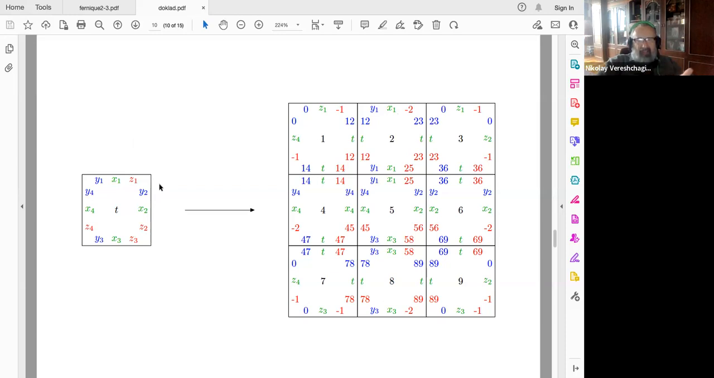tile set, and this is the non-trivial statement. We need to prove this. First of all, let's define this tile.